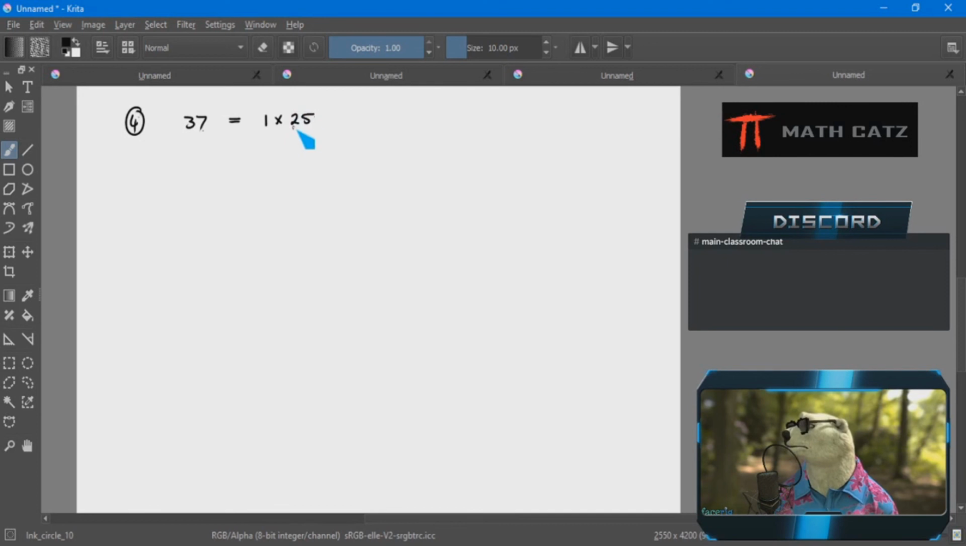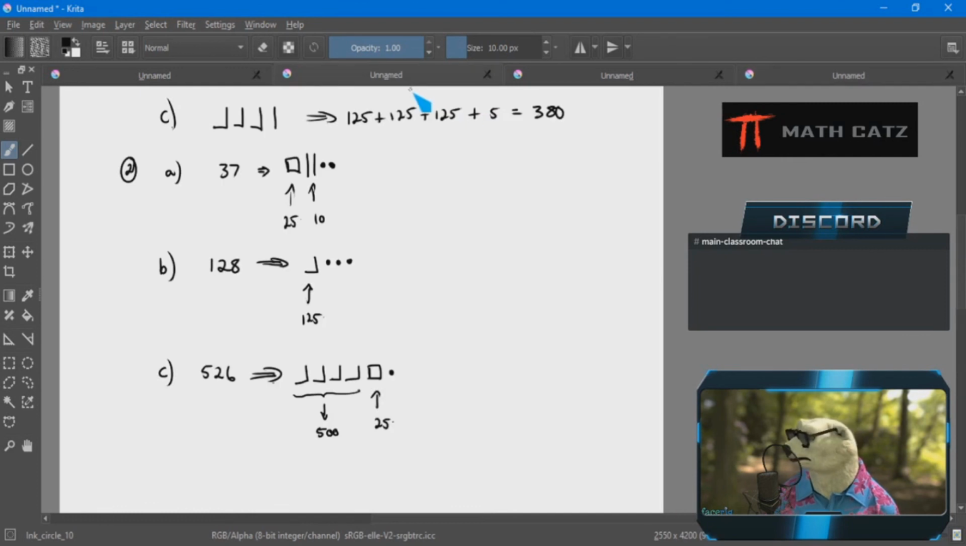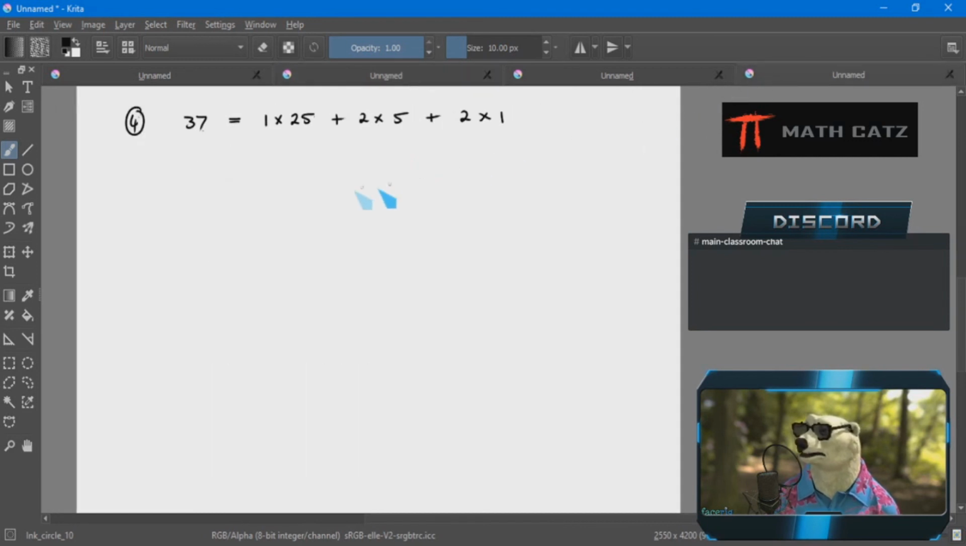One group of 25. And then I have 12 left. So then I can fit 2 groups of 5. That leaves another 2. And then 2 ones. Is that the same as we got here? One group of 25, 2 groups of 5, and 2 ones. So we're doing the same thing. We're just not writing the hands and fingers and stuff. It's the same underlying system.